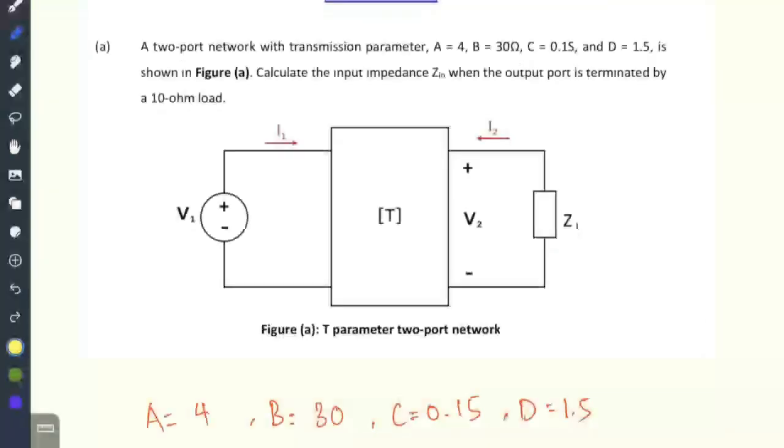Today, I would like to explain Assignment 2, Question 1a. Okay, first, let's look at the given values. We are given the transmission parameters, where A is 4, B is 30 ohm, C is 0.1, and D equals 1.5. The load impedance connected at the output is 10 ohm.